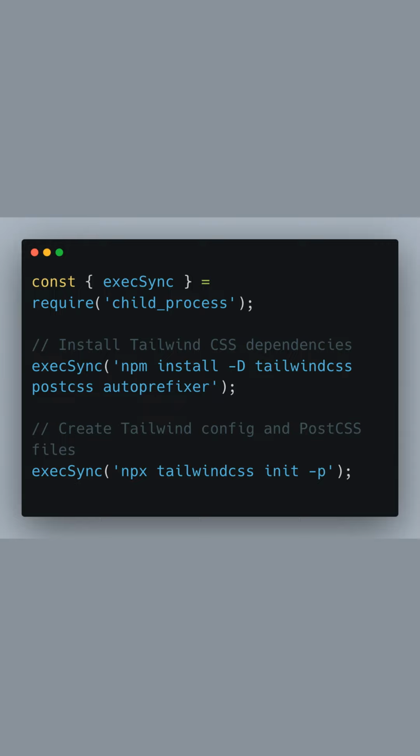Starting with the initial setup, we're using Node's child_process module to execute shell commands directly from JavaScript. The npm install command will install Tailwind CSS, PostCSS, and autoprefixer as development dependencies, which are crucial for compiling our Tailwind CSS. After the installation, we use npx to initialize Tailwind CSS, which generates two important files: tailwind.config.js for Tailwind's configuration, and postcss.config.js for PostCSS settings.